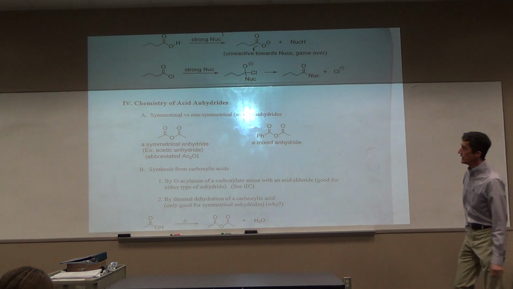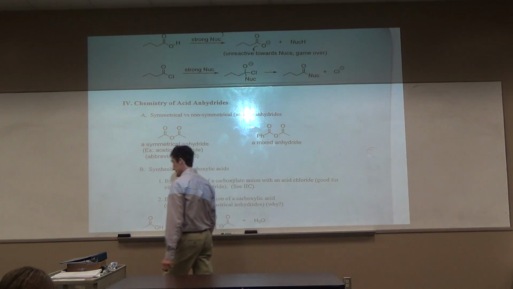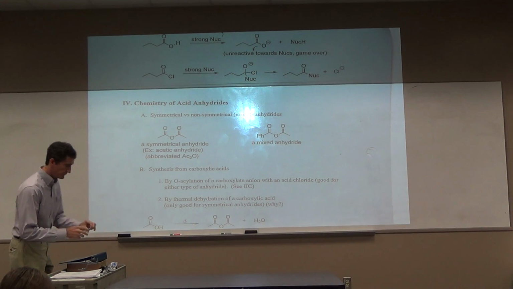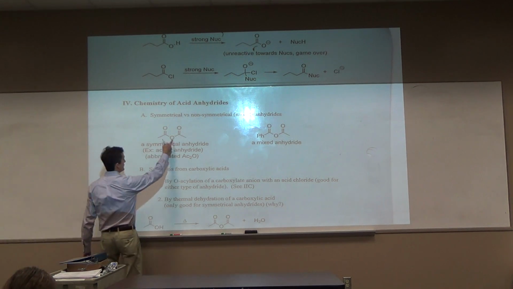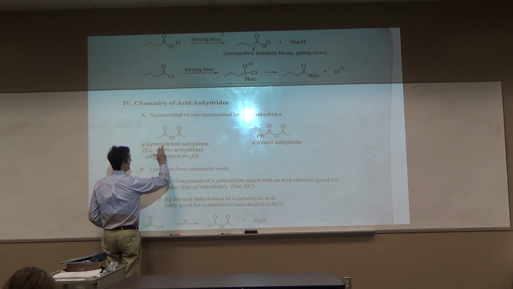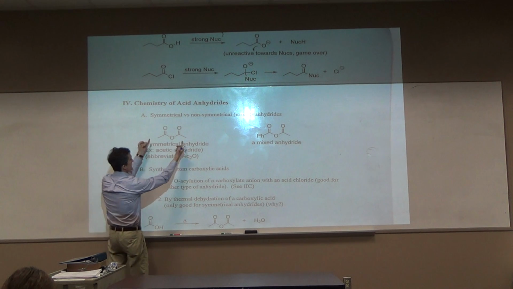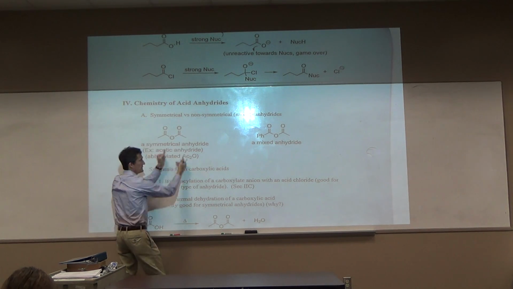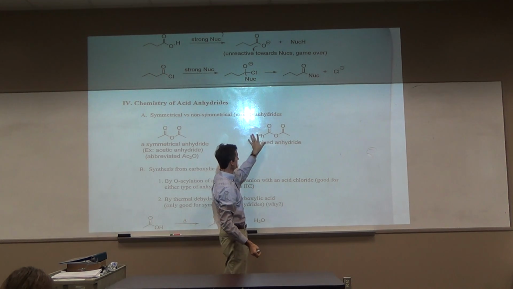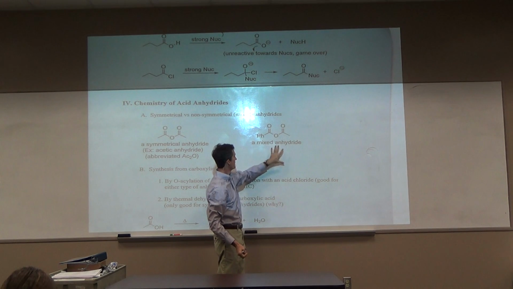Let's get started. Chemistry of acid anhydrides. I think that's where we left off. This is a symmetrical anhydride. We've mentioned these before. Each side is the same. The R groups of the carbonyls are the same. This is a mixed anhydride, like a benzene ring on one side and a methyl on the other.